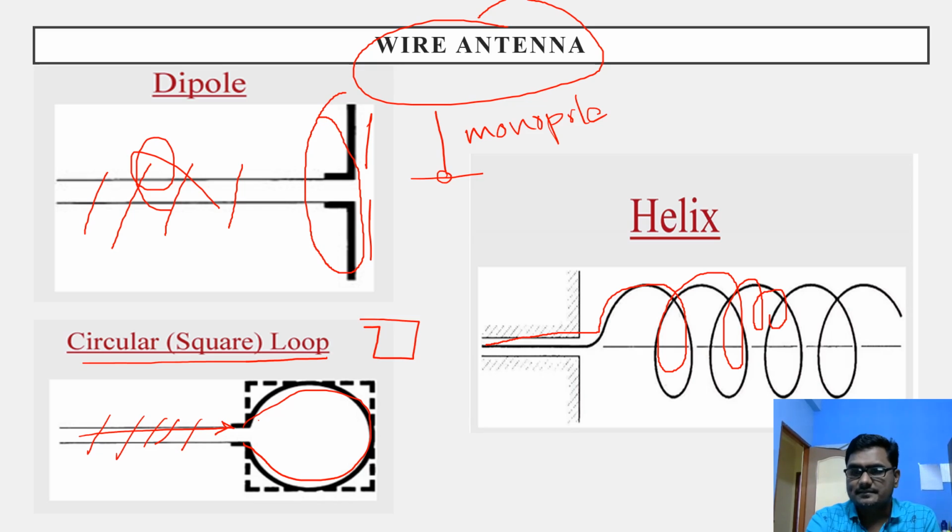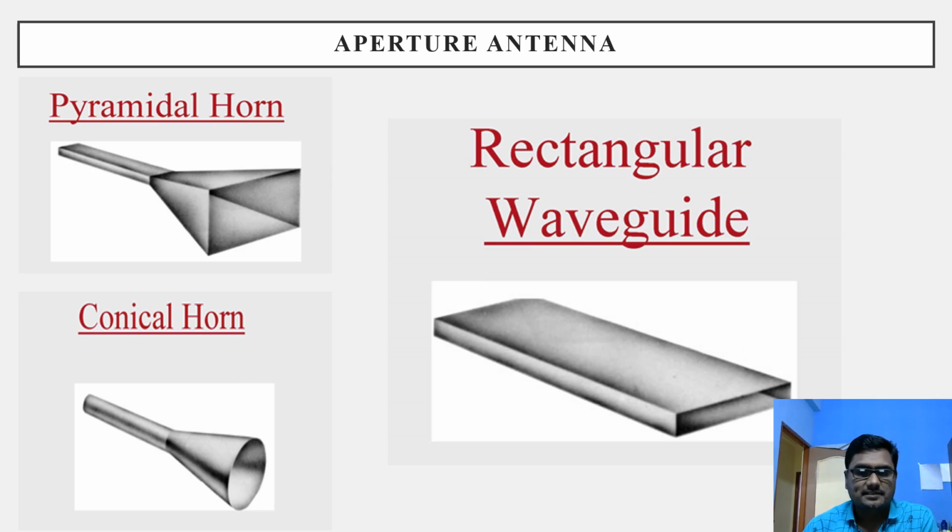And then next is aperture antenna. Aperture means I'm talking about the area. Look at this area. I'm talking about the 3D structure. This is an area that we are talking about. Aperture means an area. Now this structure looks like a pyramid, that's why they have given the name pyramidal horn. It looks like a cone, and that's why it is conical horn. Basically, those all are horn type of antennas.